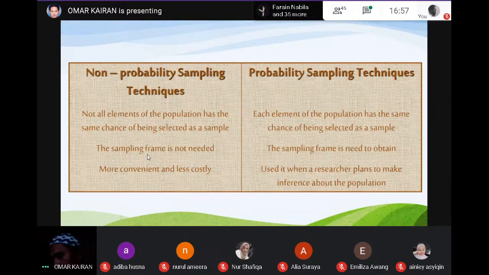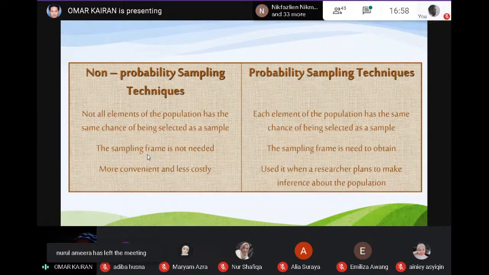Sebab nama tak ada pun tak apa. You sebut female students, semua female students akan dipilih, male students will not be selected. So we don't need that. Maksudnya sampling frame, the list, tak perlu menggunakan list. Selection is based on the characteristic only.